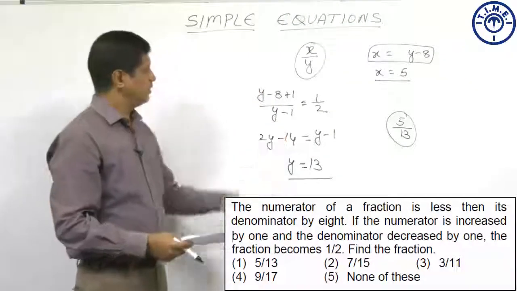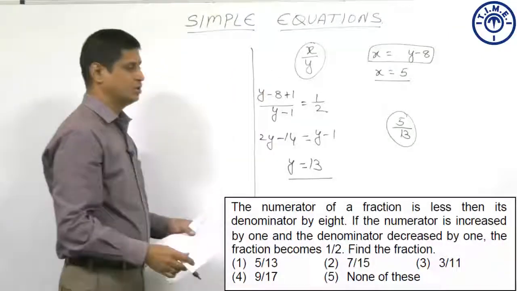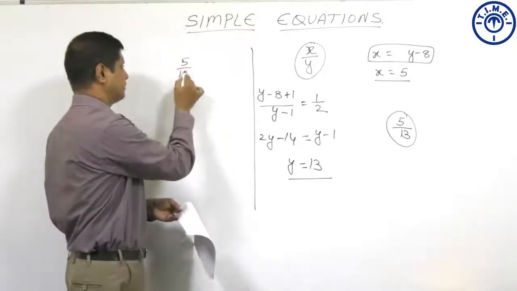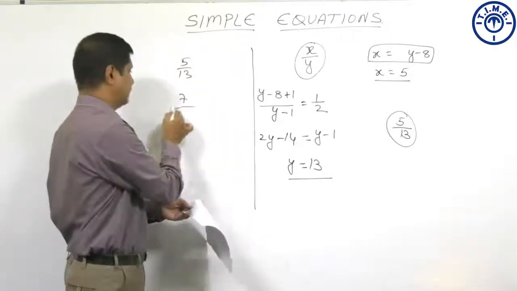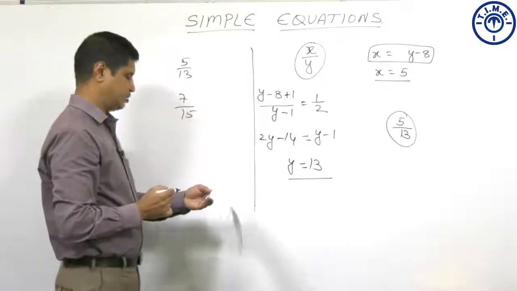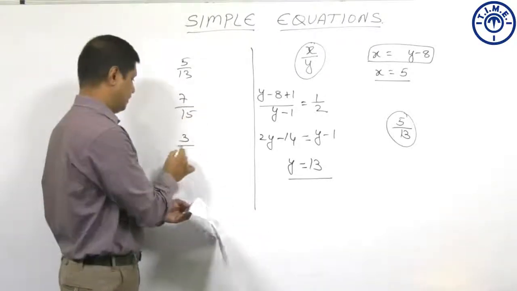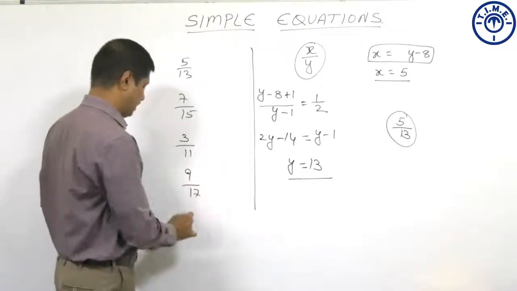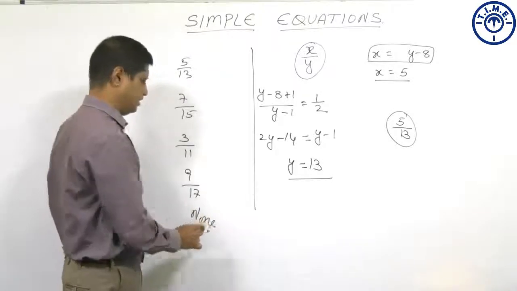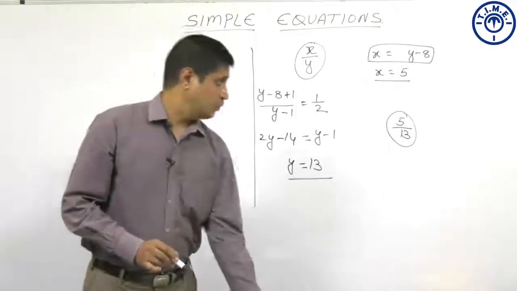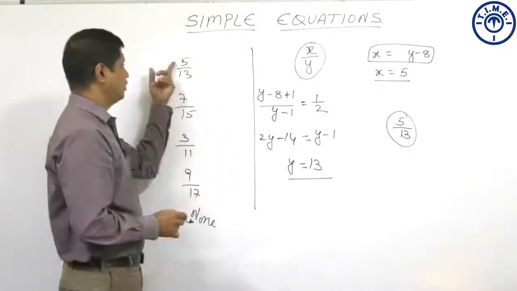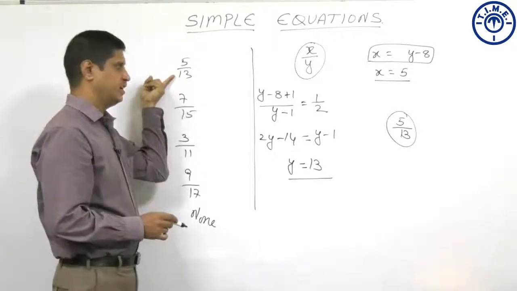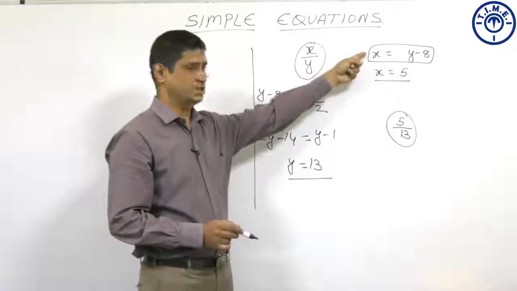Now, again let us check the same question through options. What are the options here? 5 by 13, option 2 is 7 by 15, the next one 3 by 11, and next 9 by 17, and the last but not the least, it is none of these. Now, condition 1: if you observe the numerator and denominator, how much less is the numerator than the denominator? It is 8 less, means it is satisfying condition 1.